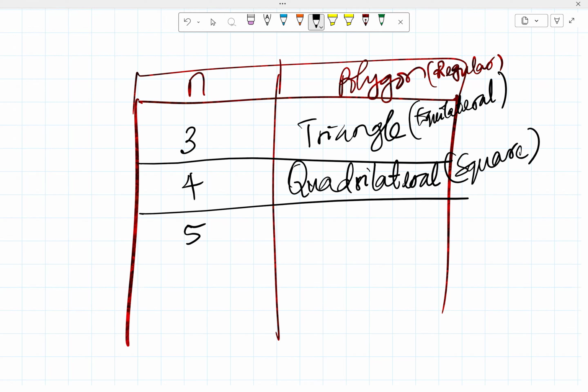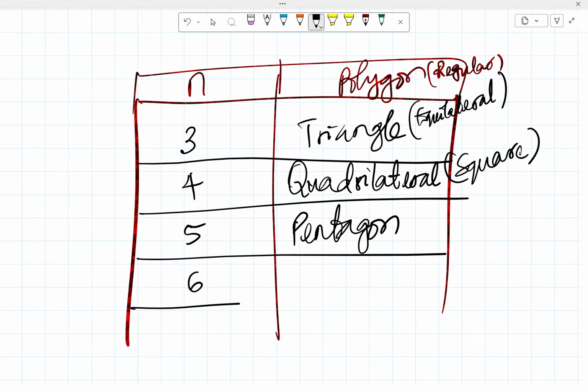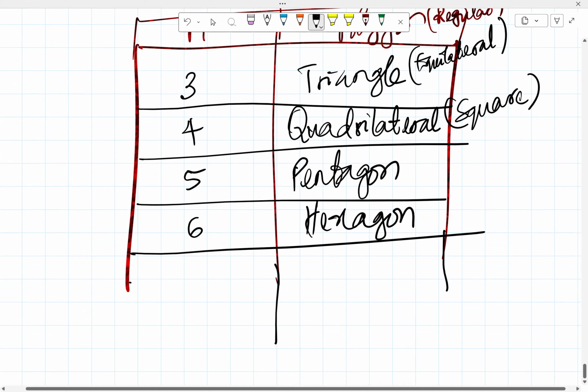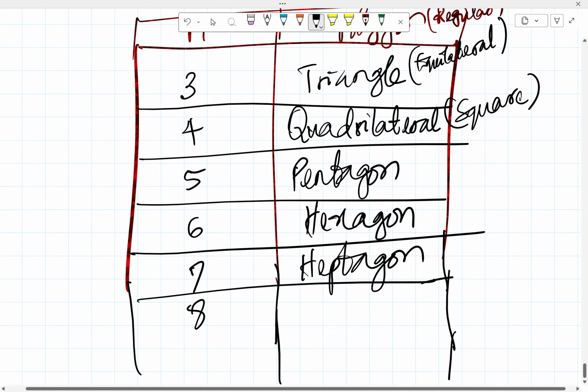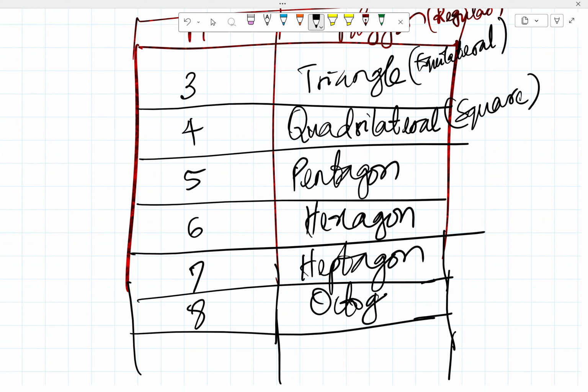Okay. So if the number of sides is 5, you have a pentagon. Then if it's 6, you have a hexagon. I just want to put out the special names. Then if the number of sides is 7, you have a heptagon. Then if it's eight-sided, you have an octagon. Think about octopus, right? Remember octopus? So you have octagon in this case.